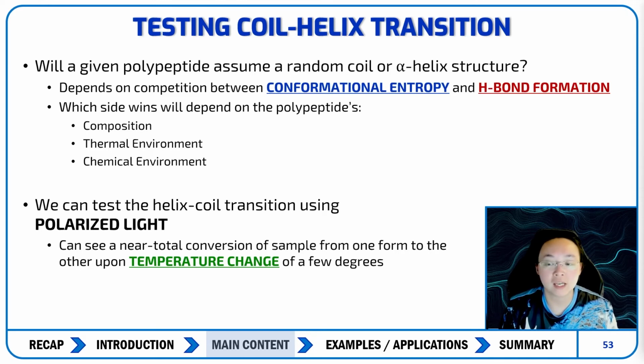So we can test this type of transition using polarized light to get optical rotation values, where we can see a total conversion of a sample from one state to the other state upon a temperature change of just a few degrees. So this is one way of testing how your polymer can change from a coil to helix state.